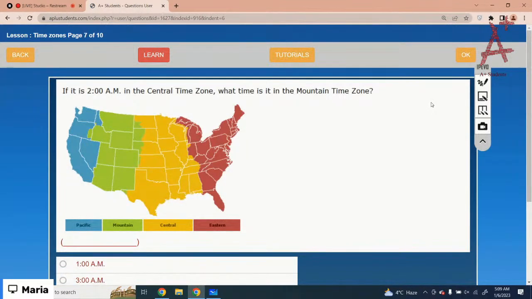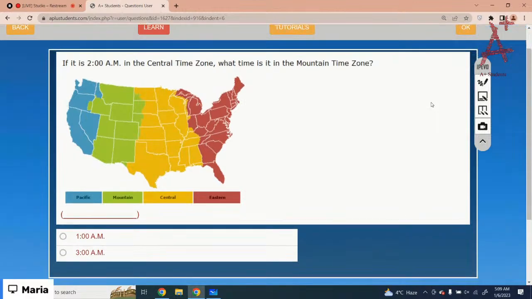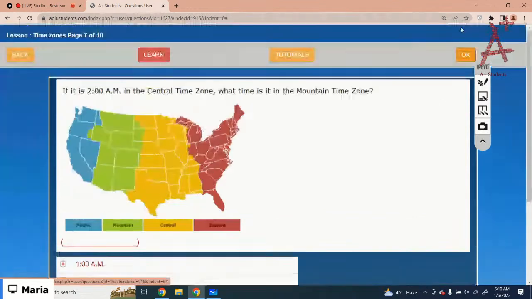Okay, if it is 2 a.m. in the central time zone, what time is it in the mountain time zone? So 2 a.m. in central. So the mountain time zone is 1 hour behind the central. Got it? So in the mountain it would be then 1 a.m. Yes, very good. That would be 1 a.m. Just select the correct option, then click on the OK button.